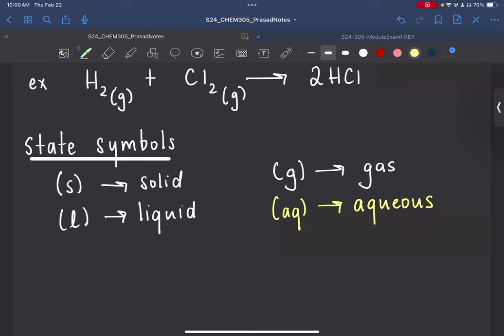Give you a second to write that down, and then we will talk about what aqueous means, and then we'll go back to the equation. I believe some people pronounce it aqueous. I don't know if that's actually a correct pronunciation. Okay. This is the first time you're hearing the term aqueous, and now I'm presenting it to you as a state symbol. This does not mean that aqueous is a state of matter. These are two separate things.